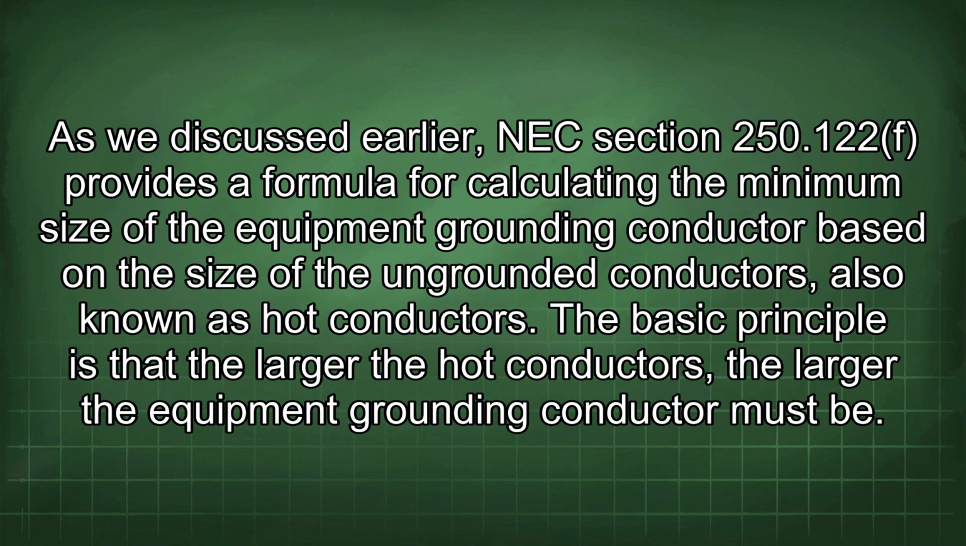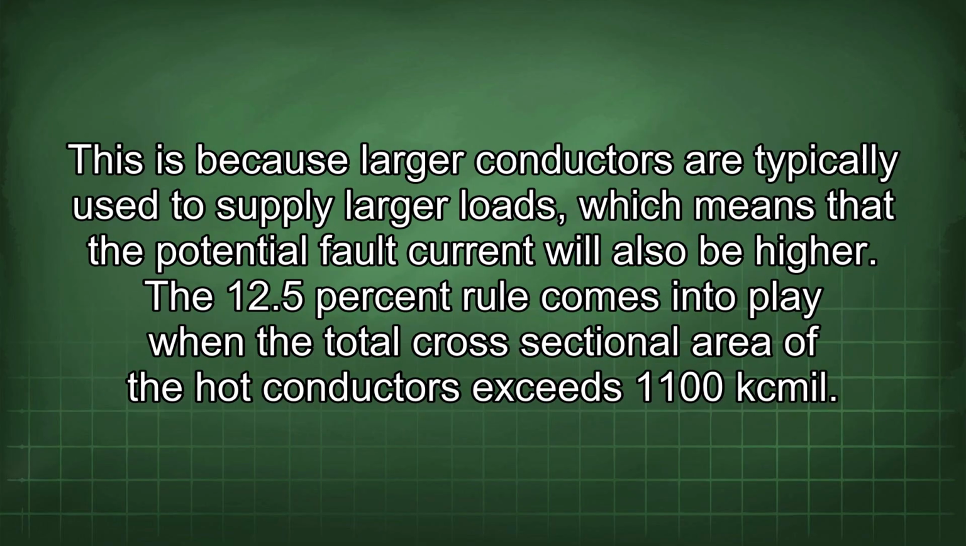As we discussed earlier, NEC section 250.122 provides a formula for calculating the minimum size of the equipment grounding conductor based on the size of the ungrounded conductors, also known as hot conductors. The basic principle is that the larger the hot conductors, the larger the equipment grounding conductor must be. This is because larger conductors are typically used to supply larger loads, which means that the potential fault current will also be higher.